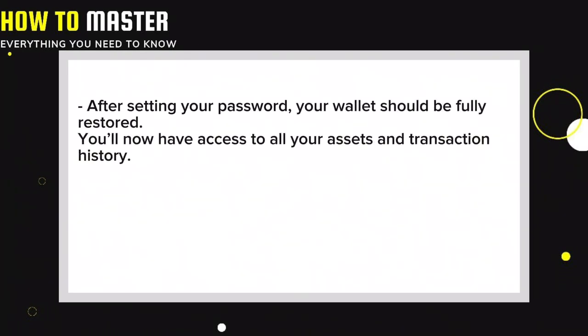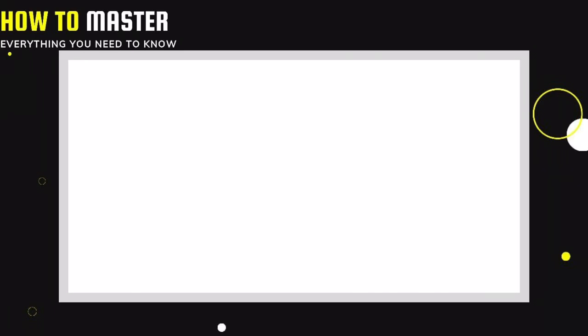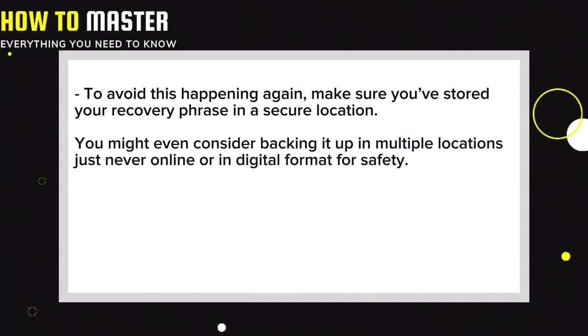After setting your password, your wallet should be fully restored. And you will now have access to all your assets and transaction history, just as it was before. But here's a bonus step. To avoid this happening again, make sure to store your recovery phrase in a secure location. You might even consider backing it up in multiple locations, just never online or in any digital format for safety. And that's simply how to recover your SafePal wallet.